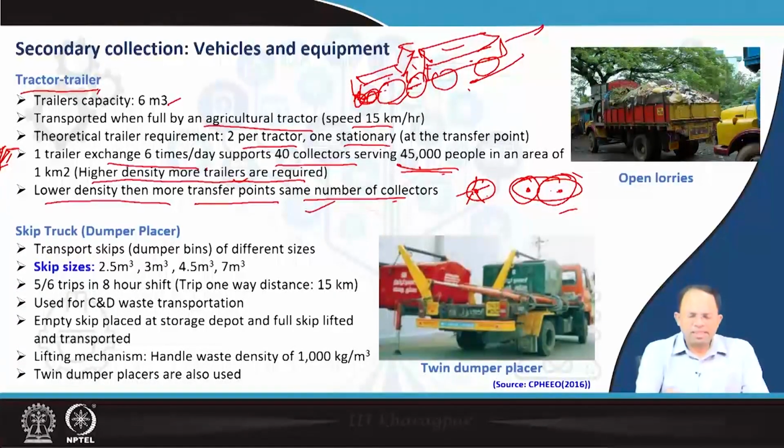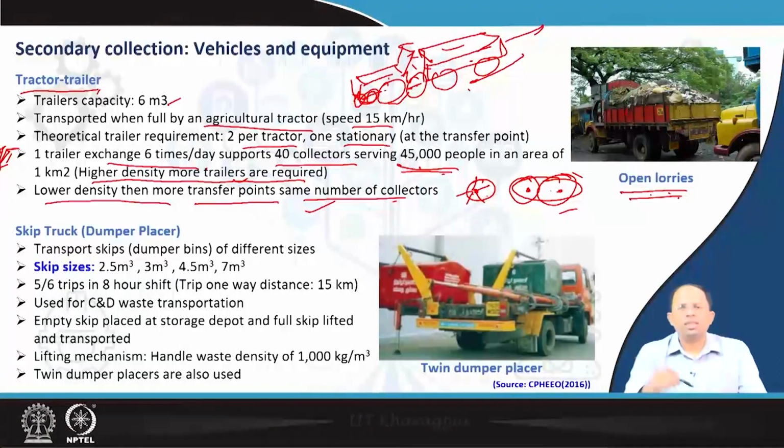So these are basic systems which you can see in some areas, but as per MSW rules, we have to move beyond this, to better vehicles and better systems. We also see this kind of open lorries in some urban areas, but again, as per MSW rules, this is banned. You have to have covered containers and covered vehicles, so that waste doesn't spill.